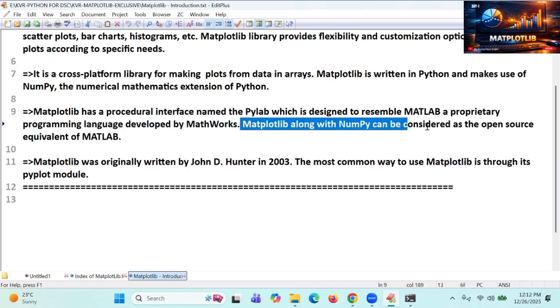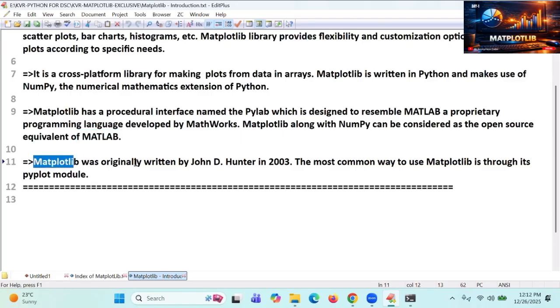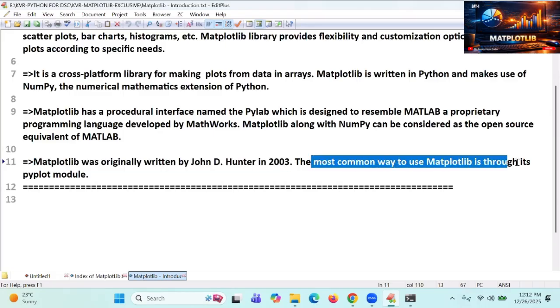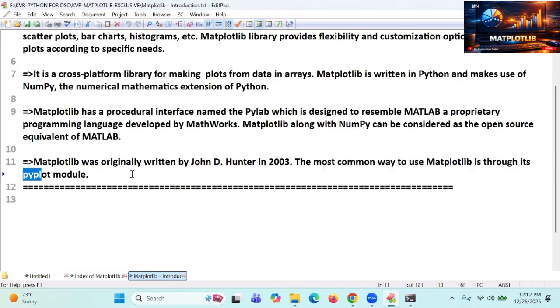Matplotlib along with NumPy is considered an open source equivalent to MATLAB. It grew like that. Matplotlib was originally written by John D. Hunter in 2003. The most common way to use Matplotlib is through its PyPlot module. So the PyLab extension is PyPlot. The MATLAB extension is what? Yes.